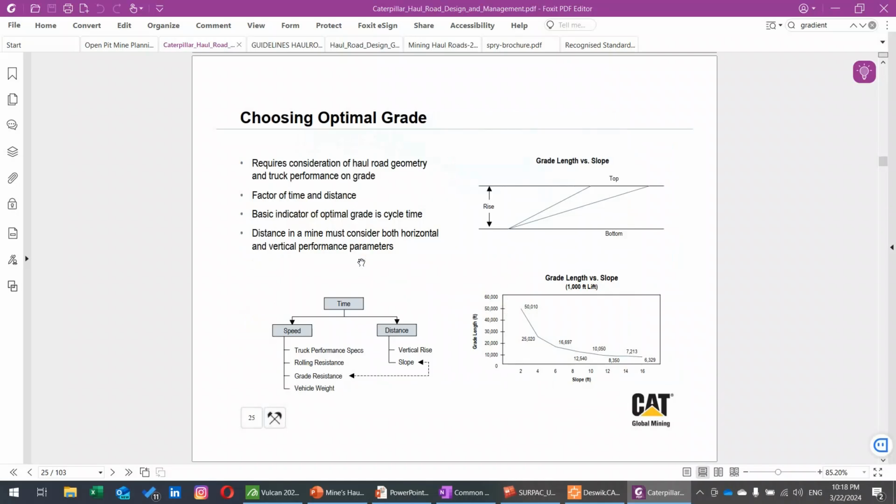Also, in this slide, there is another valuable statement. Basic indicator of optimal grade is cycle time. It will give you the idea how to find the optimal grade for a fleet of trucks.